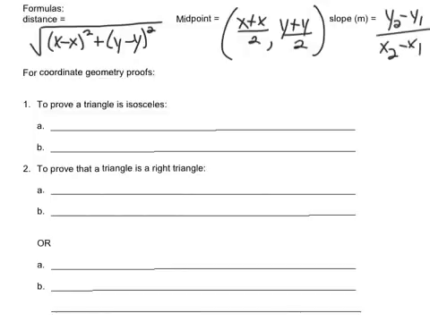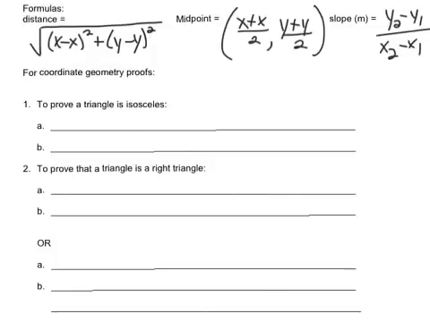So for both midpoint and distance, the order of the values doesn't matter as long as you are using x's with x's and y's with y's. However, for the slope, the order does matter. If you start with y2, you have to start with x2. Otherwise, you'll get the wrong sign. And that's not going to be good. The sign doesn't matter for midpoint because it's addition, and the sign doesn't matter for distance because we're squaring our answer anyway. So these are the three formulas we're going to use.